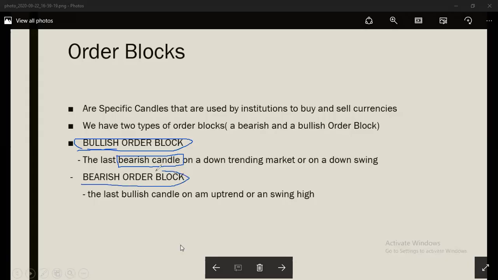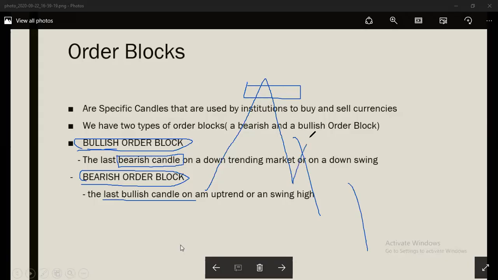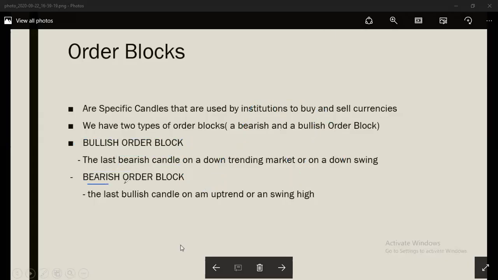Then a bearish order block is the one which is always going to push price down. That's the last bullish candle in an uptrend. So if this was an uptrend and then a downtrend, the last bullish candle here, before this reversal, that's our bearish order block. That's where we have sell orders. When price comes back to pick those sell orders, we are also going to sell with them. Then price goes down. So a bearish order block is the last bullish candle. It's the opposite.